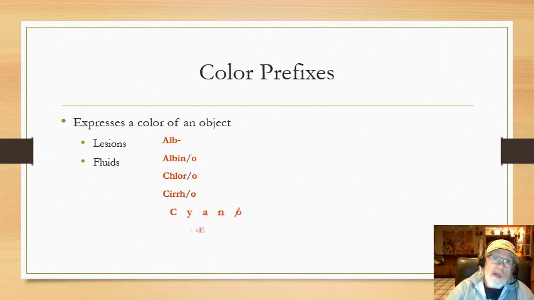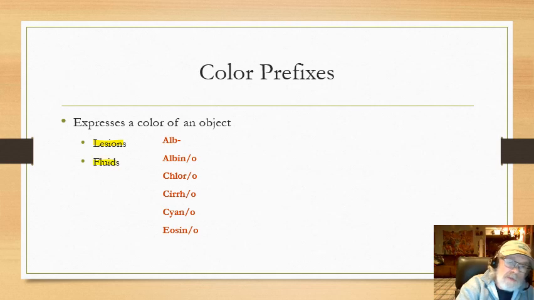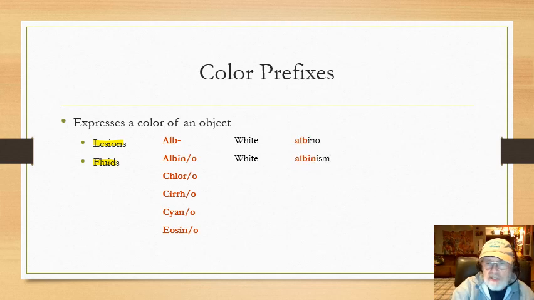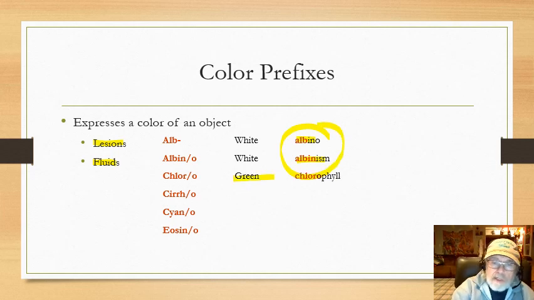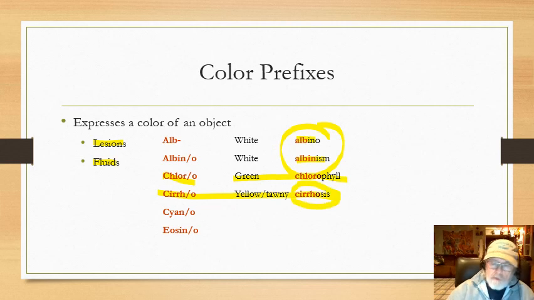So we also have prefixes that are related to colors. This might be the color of a lesion, or the color of a particular fluid, and we have different names. The first two are pretty simple. Alb and albino both mean white. That's easy to remember, because albinism and albino basically have to do with white. Chloro means green, like chlorophyll. Chlorophyll is what's in plants to give them that greenish color, okay? So chloro means green. Cirro means yellow or tawny. And that's where we get the word cirrhosis.